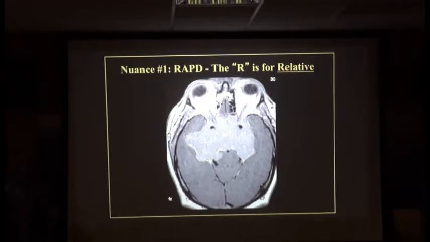So if you have symmetric damage, there will be no relative afferent pupillary defect. This is an MRI with a large tumor. Here you can see both optic nerves heading into that tumor. This is a retired DuPont executive who came in.